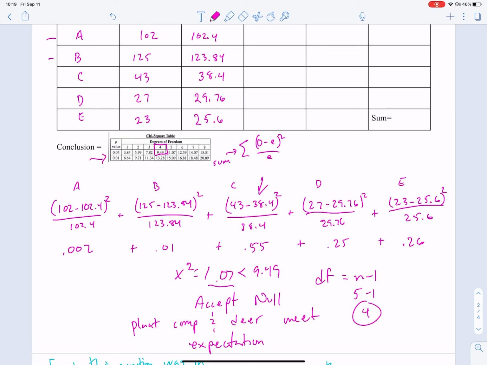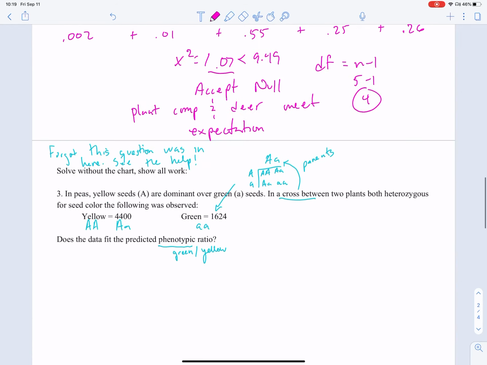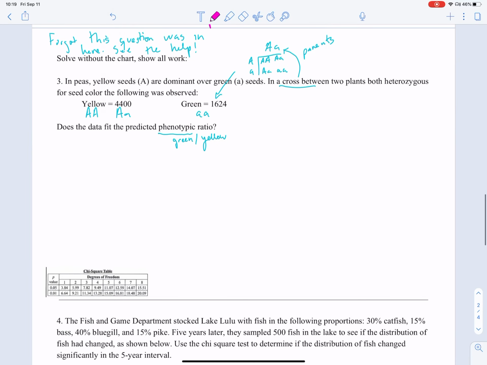Because again, if that number had been really close, like 9.47, we would still accept the null, but we would have a different opinion about it. We might say, you know, it was very close. We would like to do another sampling, because again, this is just a math principle that we are applying.